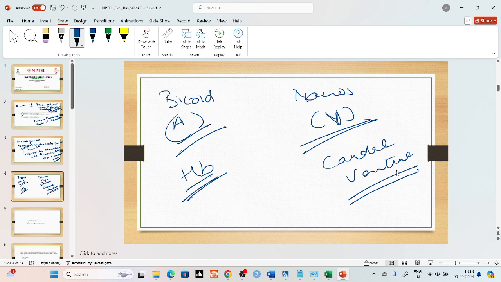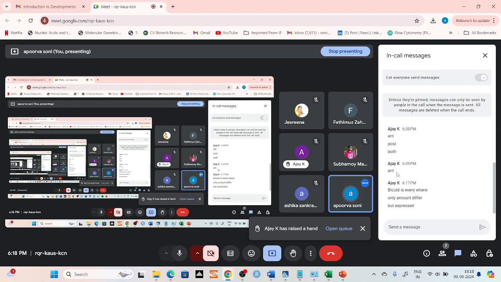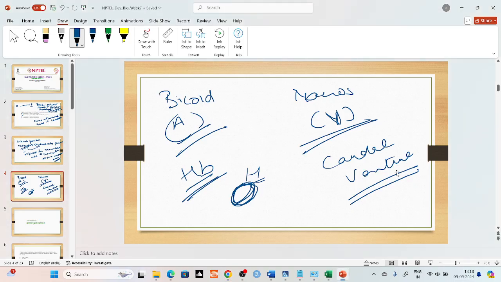Now, this bicoid protein forms a gradient, which is known as a morphogen. It acts as a morphogen, it forms a gradient. The place where bicoid protein is present in the maximum amount forms your anterior side, that is the head side. And then, as the bicoid levels decrease, in that line, it forms the thorax. So, this is how it happens.